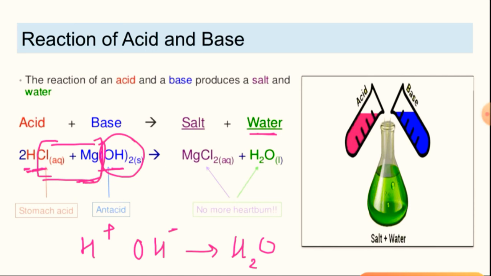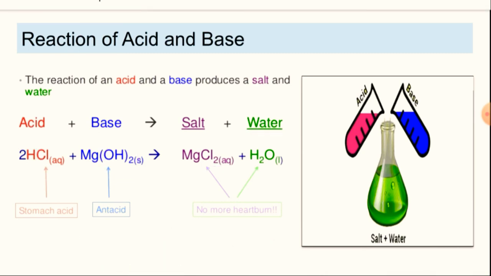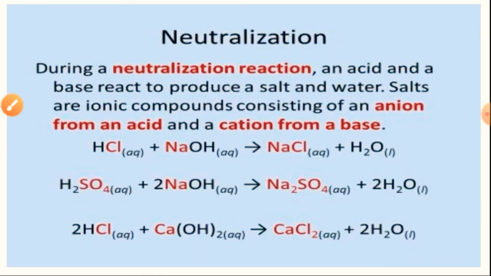Cation from the base and anion from the acid react together to form the salt, and OH from the base and hydrogen from the acid react together to form the water. This is our reaction, this is our product. This reaction is also known as a neutralization reaction. Why is this reaction known as a neutralization reaction? Because it is neutralizing both of the effects.